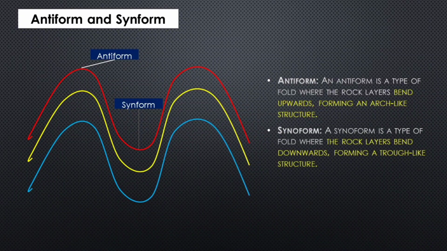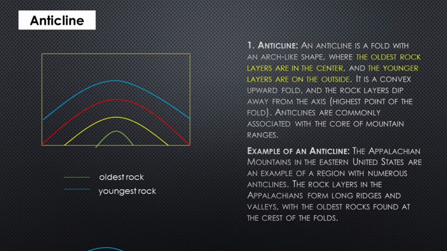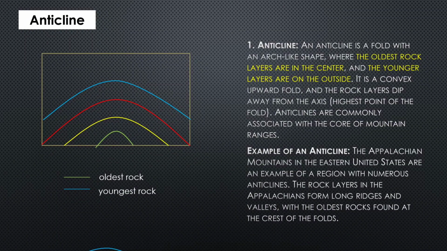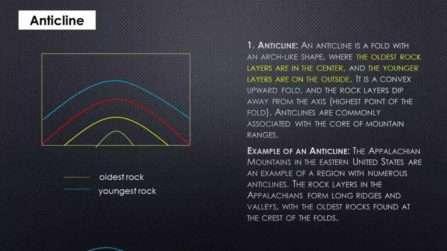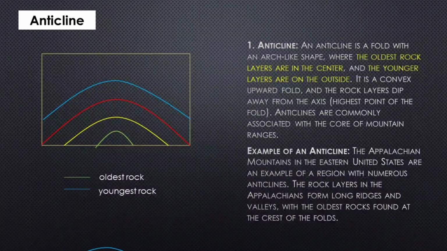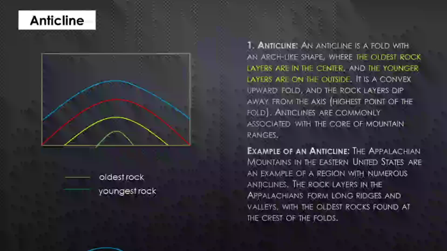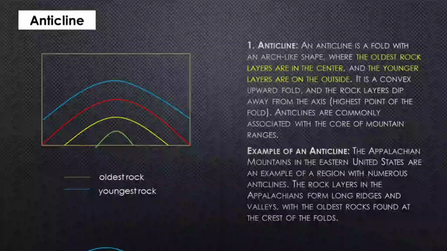Let's explore the main types of folds with some examples. First one is the anticline. Generally, the anticline formation in the rock is always in the upward direction. So an anticline is a fold with an arch-like shape where the oldest rock layers are in the center and the younger layers are on the outside. Here you can visibly see the different layers.